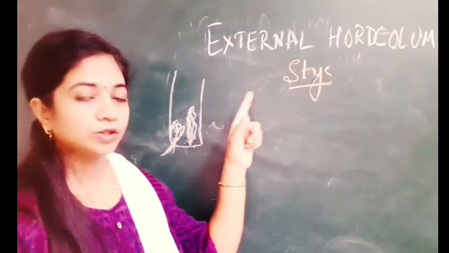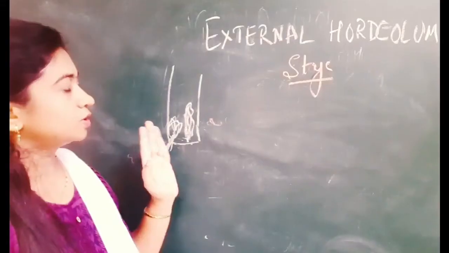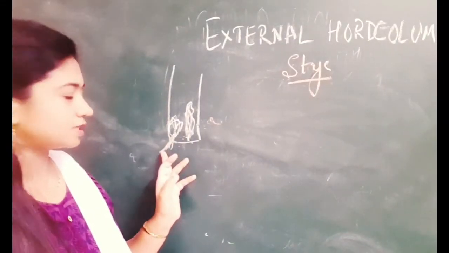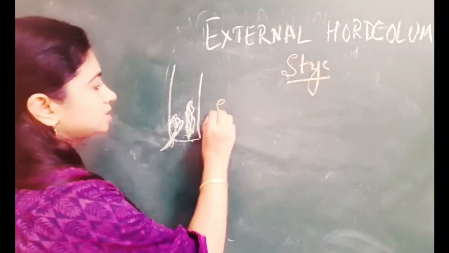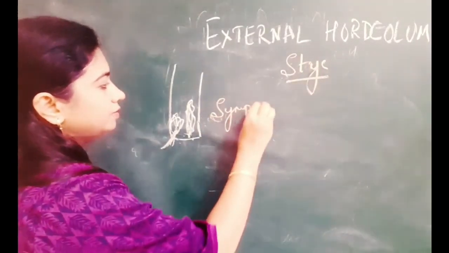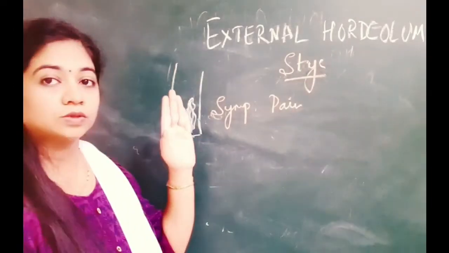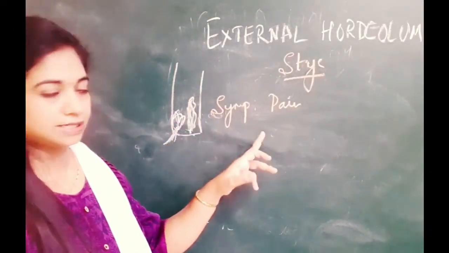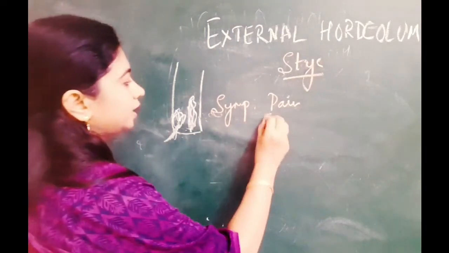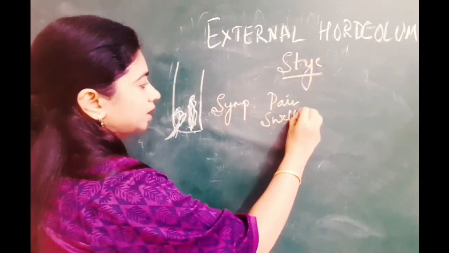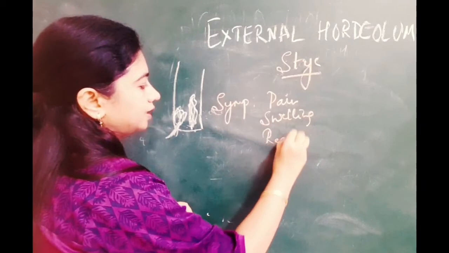Remember, this external hordeolum is also called as stye. So there is acute infection of the glands of Zeis. So what will be the symptoms? Patient will have pain, but compared to the hordeolum internum, the pain is less intense here. Patient will have pain, a localized swelling, and there can be redness of the eyelid.